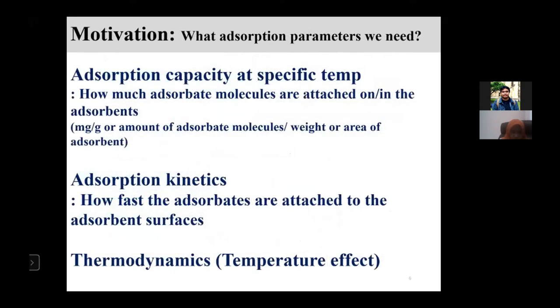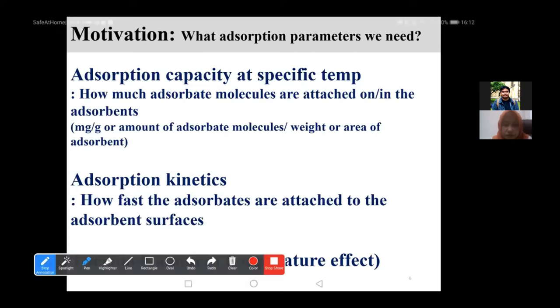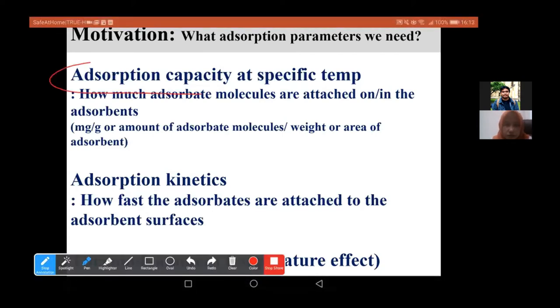But of course, if we talk about adsorption, we need to be sure that the adsorbent, the material that we use to adsorb the polluting contaminant in the water, is what it should be to get good adsorption efficiency. So what we actually concern will be the first two parts. That means we will be concerned first with the adsorption capacity.